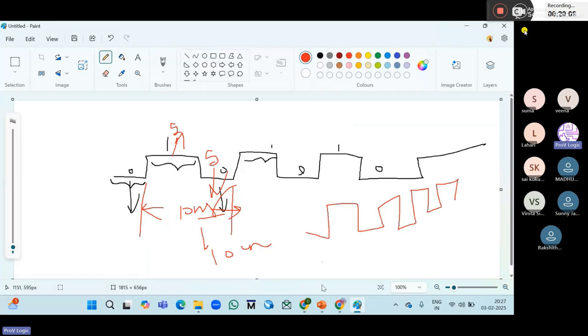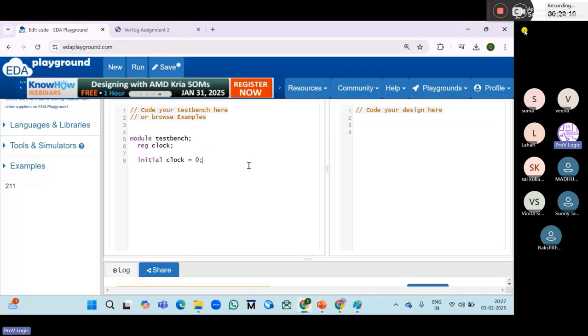Okay, so how can we write this in the program? Always is one of the procedural blocks, as you know. #5 clock equal to not clock, and then end. Simple program. We don't need to write the big end, okay, because we are not using any multiple statements.